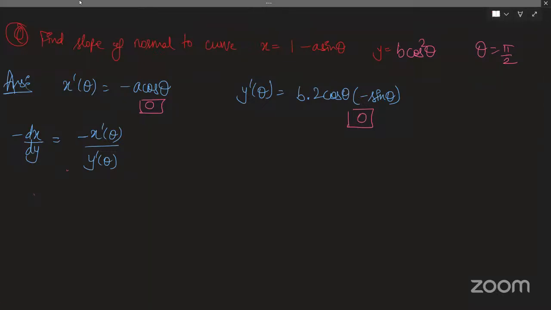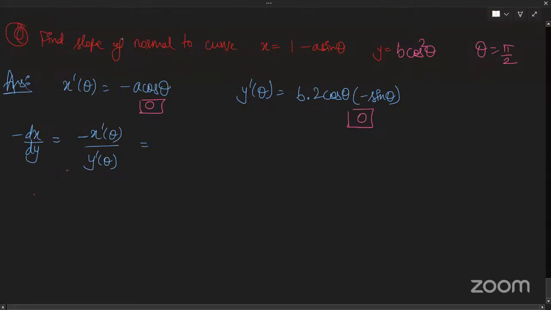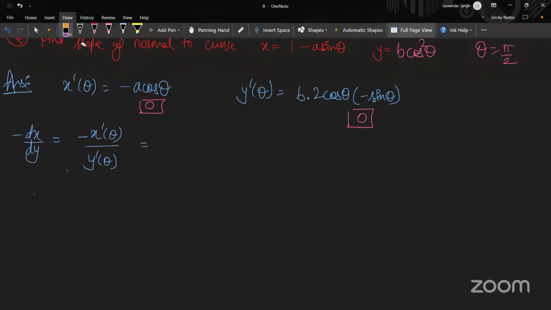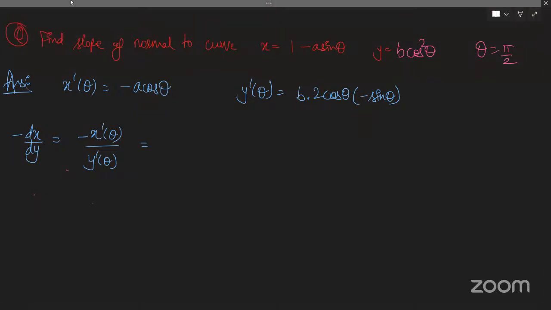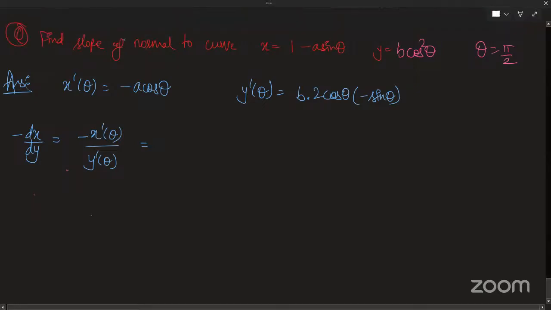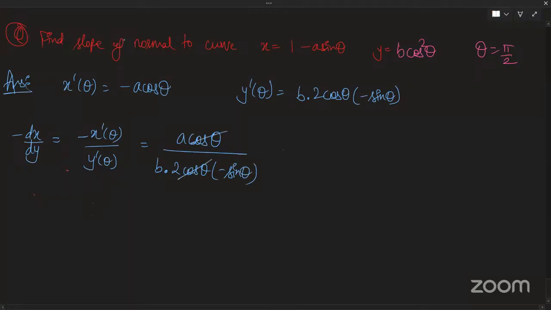So first, can we just directly put in the value? Fine, let us just put in the value. So minus x dash theta is a cos theta, right? Divide by b into 2 cos theta into minus sin theta. The point is that cos theta and cos theta are cancelling. That is a by 2b into minus sin theta. Now can you calculate it at theta is pi by 2?